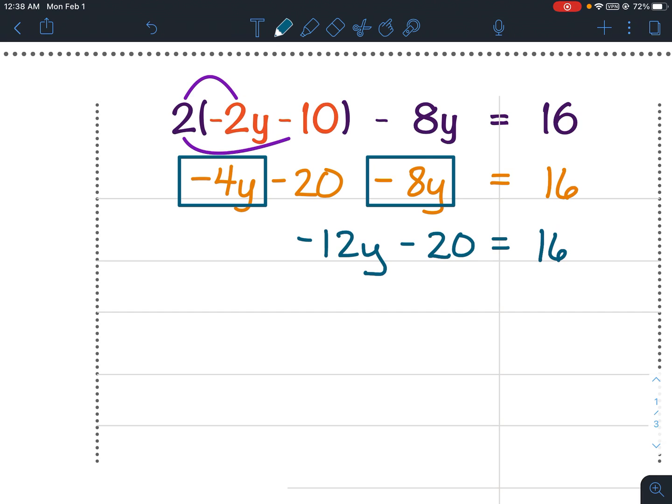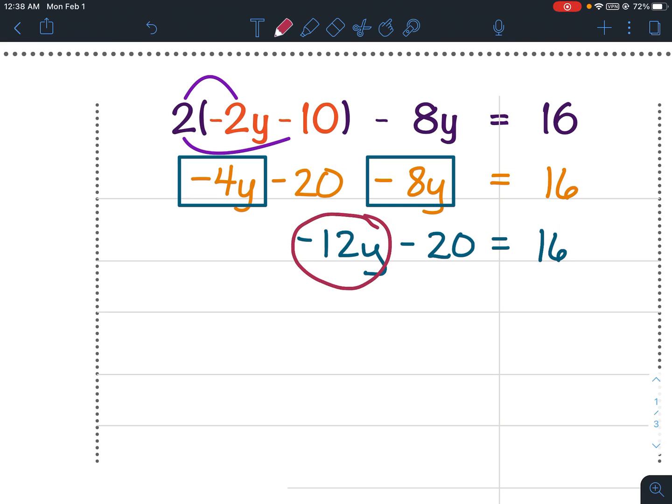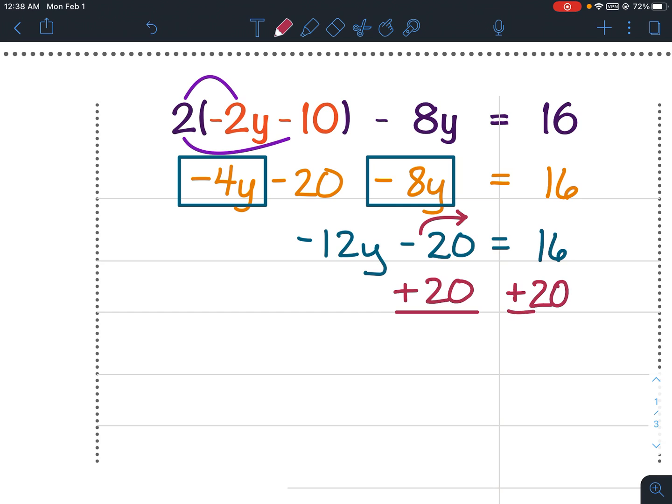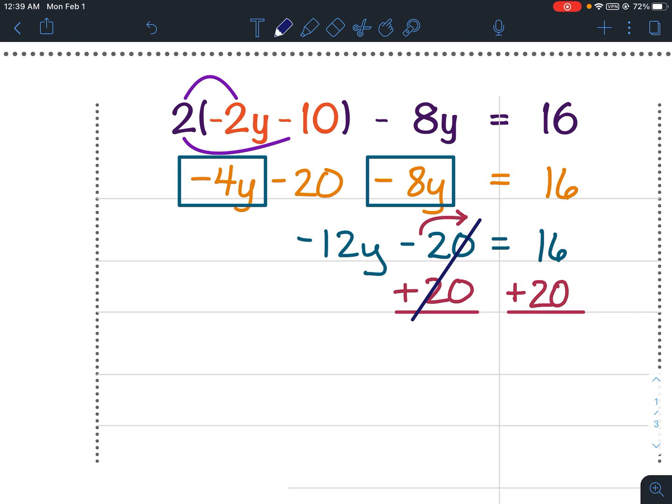And now this is a two-step equation. I want to get my variable terms to one side, my constant terms to the other side. Well, I have only one variable term. It is on the left. So that means I need to take my constant term to the right. It's negative 20, so I'm going to add 20 to both sides. They would cancel. Bring down the negative 12y equals 16 plus 20, which is 36.